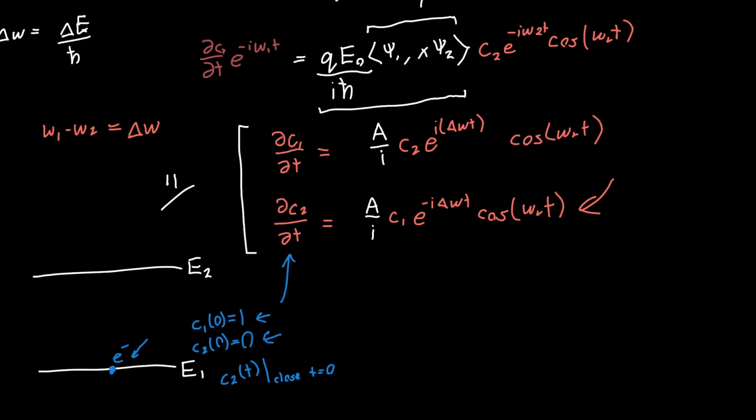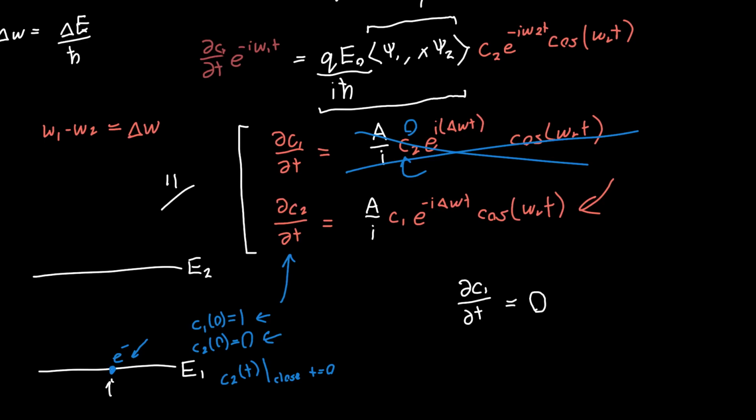So we're just going to plug in these initial conditions into our differential equations, and then we're going to solve them. So if you plug in C2 is equal to 0 in this differential equation, you'll see that this whole right-hand side is just equal to 0. So dC1 dt then is just equal to 0. And so it looks like our electrons aren't leaving this state.